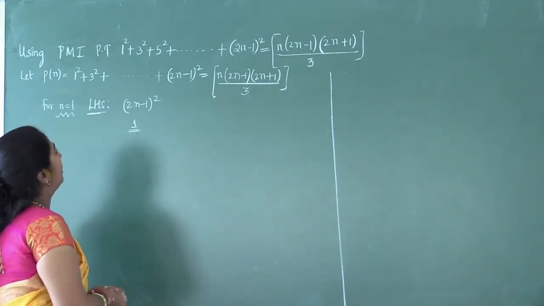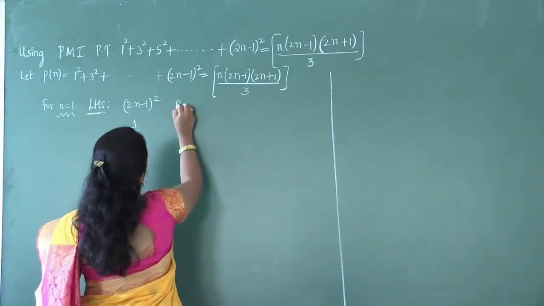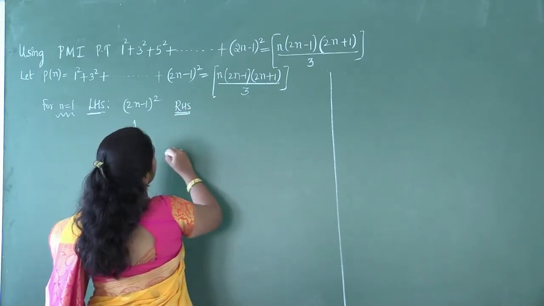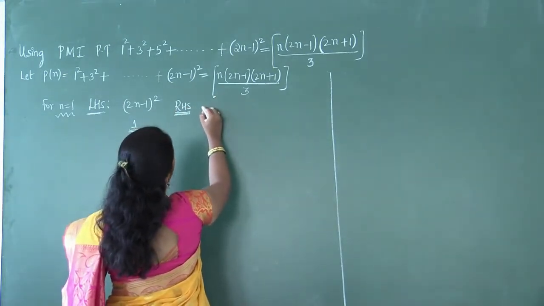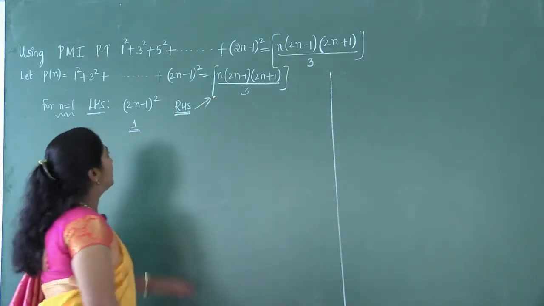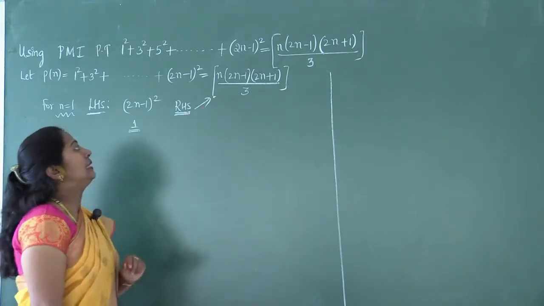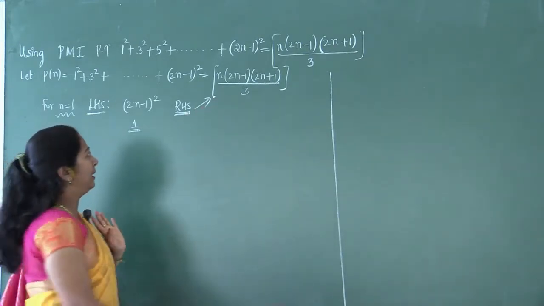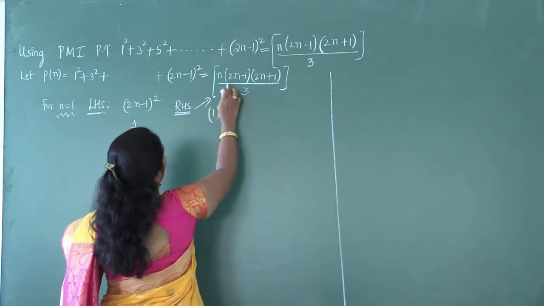So this is about the LHS. Now, moving on to RHS. This is the RHS part. This is the RHS. Make a note of it. This is RHS. In place of n, what do we write? 1. 1 into, what is 2 into 1?